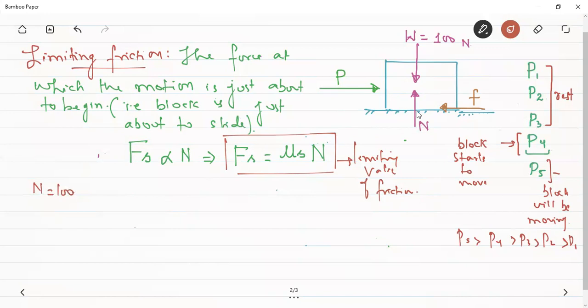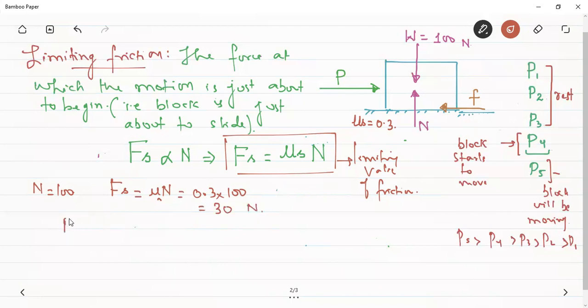Let me assume that the coefficient of static friction between this block and the ground is equal to 0.3. So if I calculate the value of the limiting friction, that is equal to mu s N, which will be equal to 0.3 multiplied by the normal reaction, 100. It is equal to the weight, that will be equal to 30 Newton. What is the meaning of this?